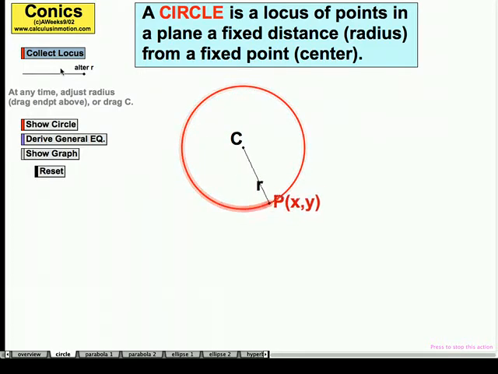Now question, what would happen if in my definition I didn't say that it was in a plane? What if I didn't restrict it to being in 2 dimensions? What would I get if I had the set of all points that were a fixed distance from the center but in 3 dimensions? What would those points look like? What sort of shape or solid would I get? It'd be like a ball, exactly.